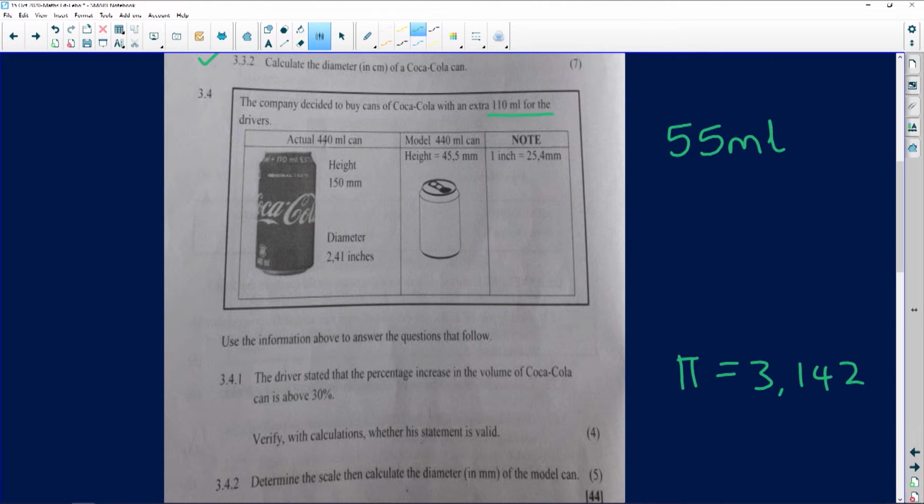And then it says here that the height is 150 milliliters, the diameter is 2.41 inches. And then we have a model over here. A model basically is something that you're not really going to be using, but it's something to show what the can will be looking like. So let's calculate what we need to be calculating.